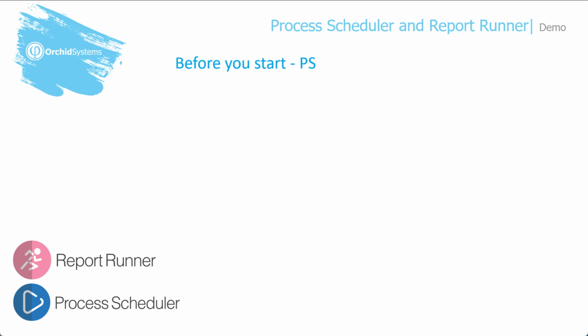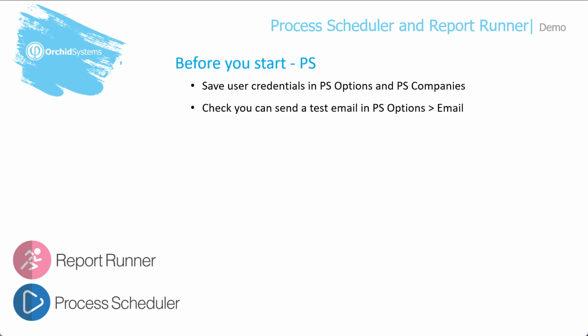Before you start, for Process Scheduler, you have to resave the user credentials in Process Scheduler options and in Process Scheduler companies. We also often send emails through Process Scheduler, so you want to check that you can send a test email and put in your email credentials. To be able to show the emails, you have to change the recipient's email address to an email that you have access to.